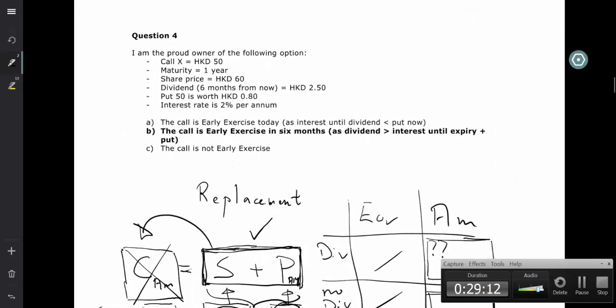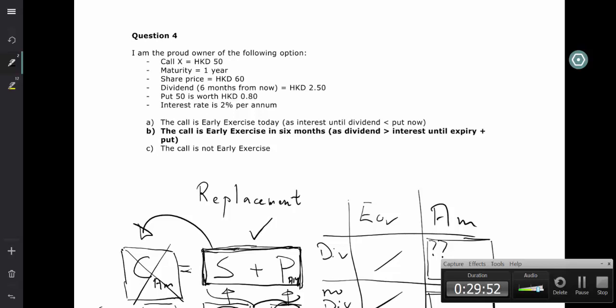Now with that in mind, I think these questions become very simple, and let's take a look at question 4. So you have a call, which is a strike 50. Maturity is 1 year. Share price is now 60, so it is in the money. There's a dividend payment halfway through. The put is worth 80 cents, and interest rate is 2% per annum. Now, how would you tackle that?